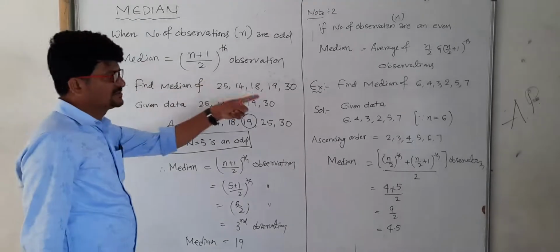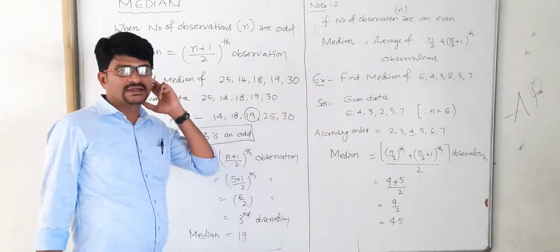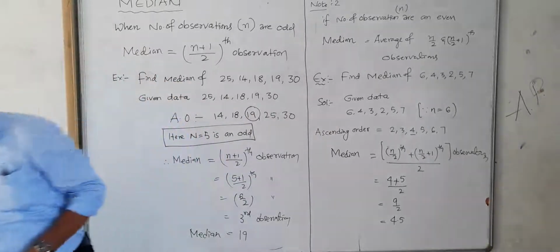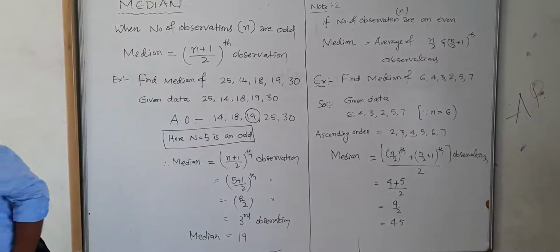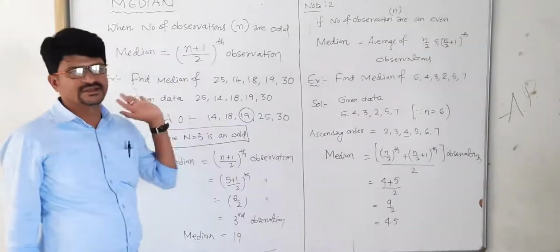Children, write this. I'll give you 2 minutes time. You have to write it. And exercise 3.2: you just try yourself and make this.